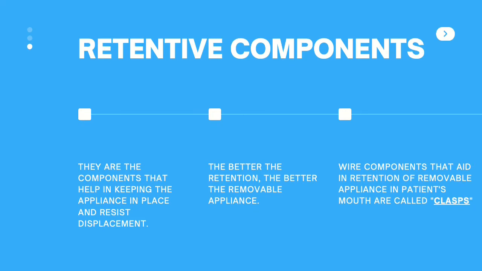What are the retentive components? The retentive components are the components that help in keeping the appliance in place and resist displacement. The better the retention, the better the removable appliances. Wire components that aid in retention of removable appliances in patient mouths are called clasps.